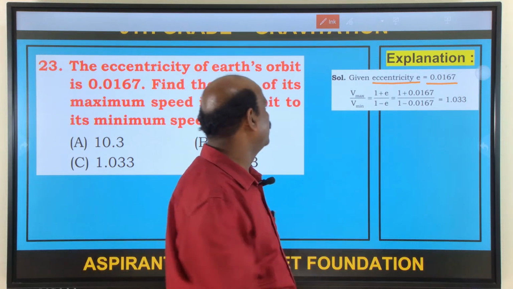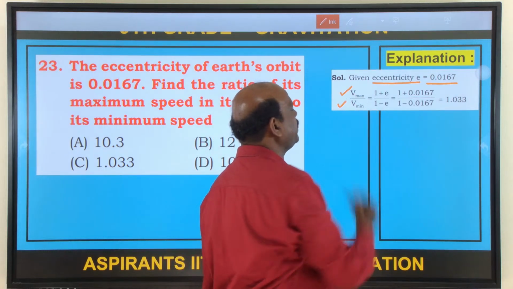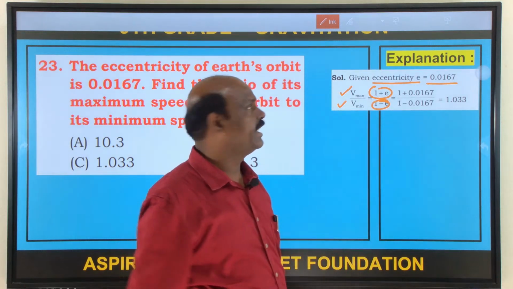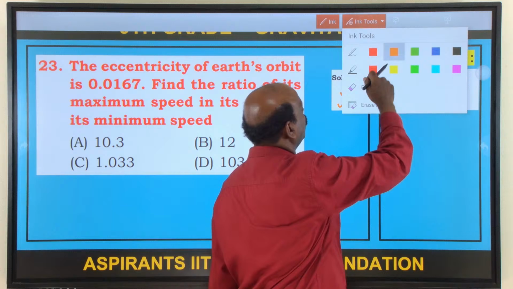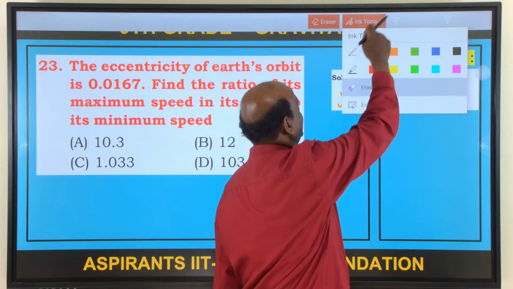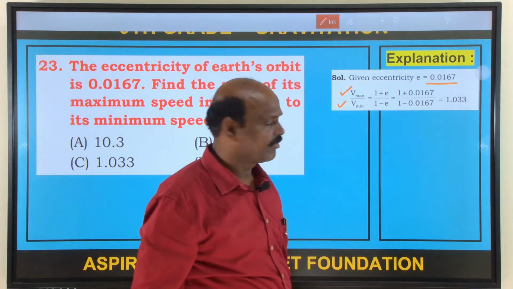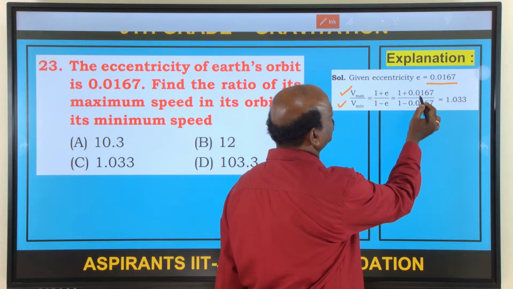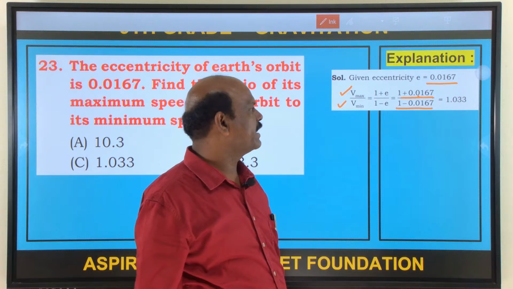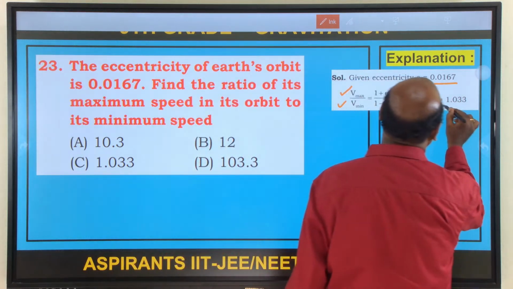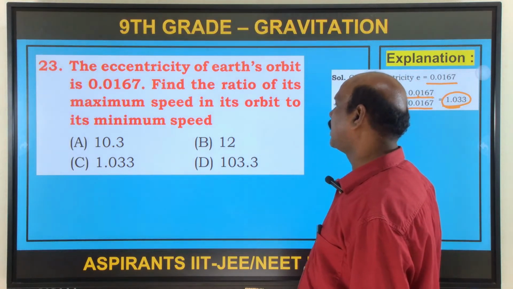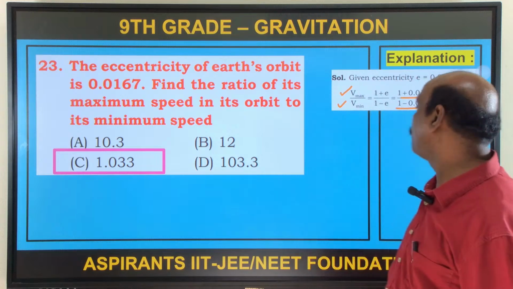According to our formula, the ratio of V maximum to V minimum is 1 plus E by 1 minus E. So if you consider 1 plus 0.0167 by 1 minus 0.0167 and divide, you get the value 1.033. So the ratio of the maximum to the minimum speed is 1.033.